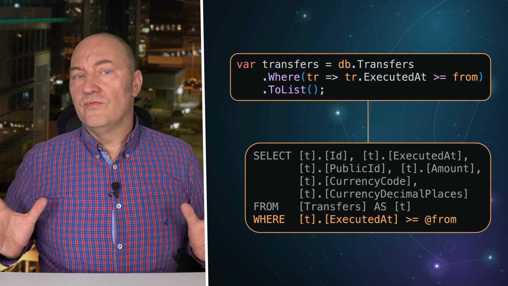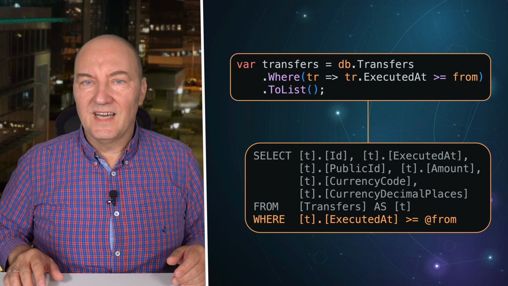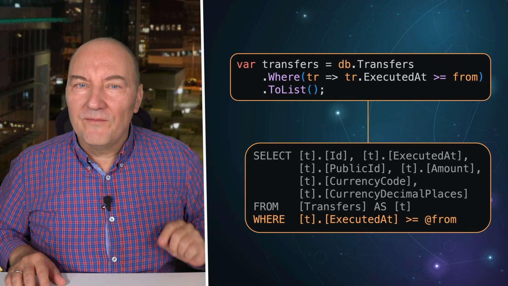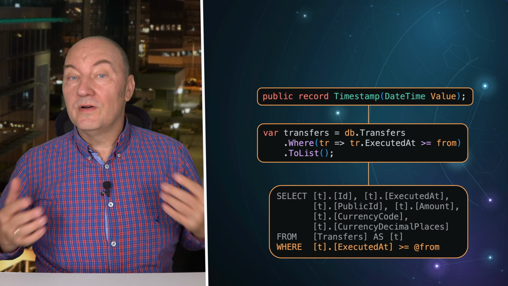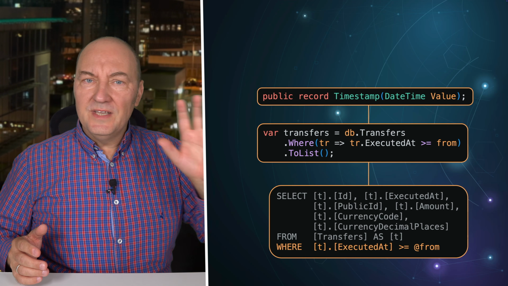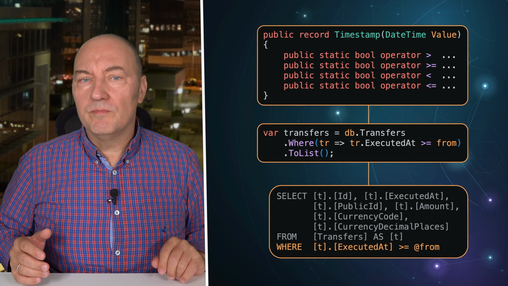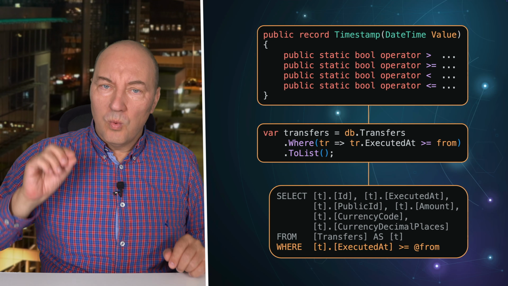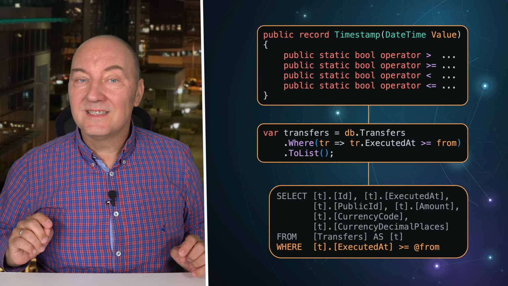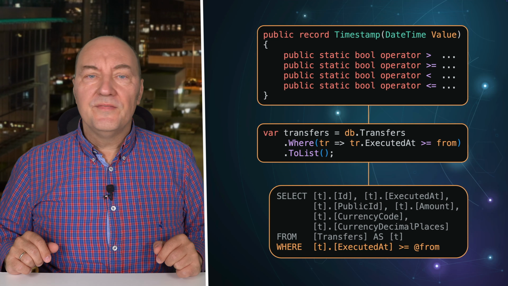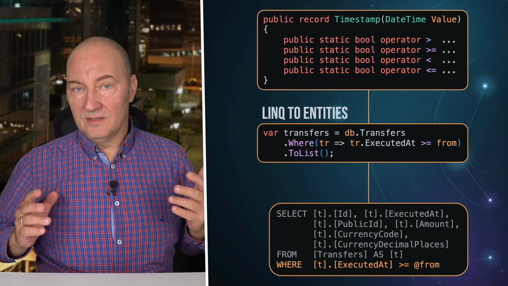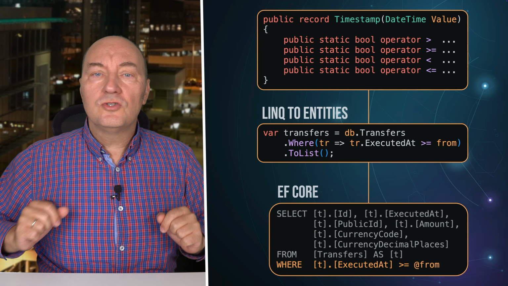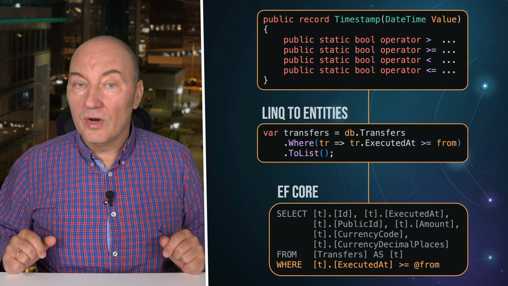All looks fine, right? Well, that depends. The timestamp in LINQ is not a value. It is an instance of a reference type. This reference type has custom comparison operators defined. That explains why the LINQ query compiles in the first place. The expression you see is a LINQ to Entities query translated to SQL by EF Core.